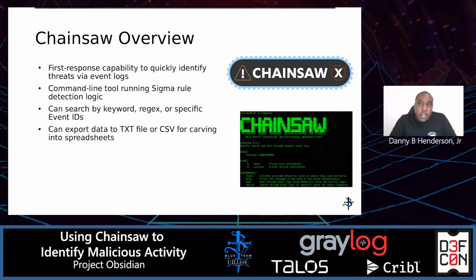The slides are going to be quick because we're going to get right into the action. But to give an overview of Chainsaw, it is an incident response tool that you can use to quickly gather data from the Windows event logs. It is a command line tool that uses Sigma rule detection logic. You can either search by keyword, regex, or specific IDs, or you can hunt using its built-in tools or the Sigma rules. The useful thing about it is that you can export the data to text files or CSVs to put in a spreadsheet, so you want to carve more information out. So let's get right to it.